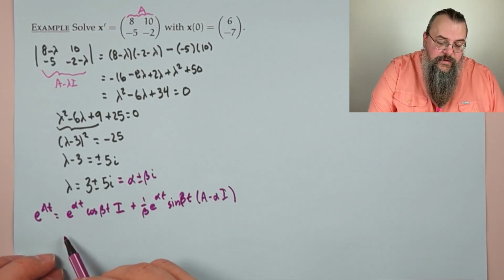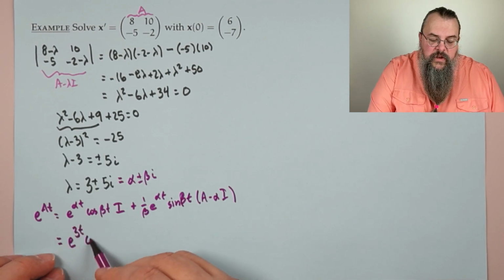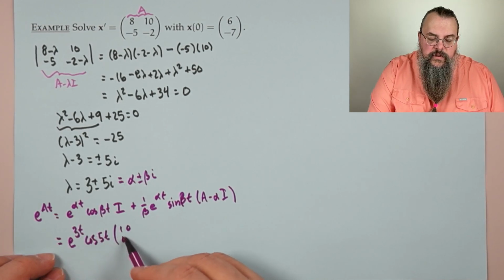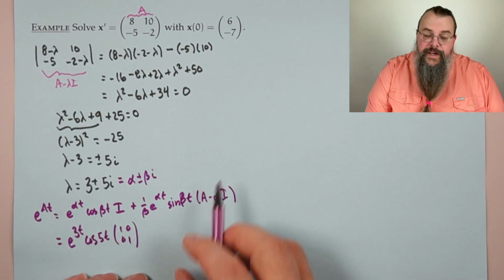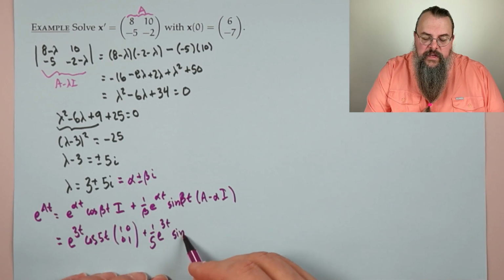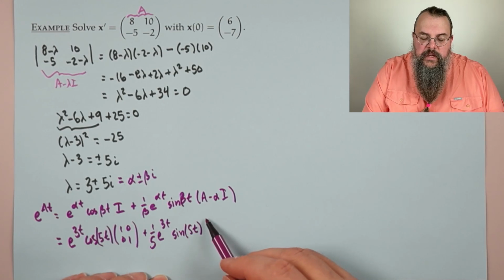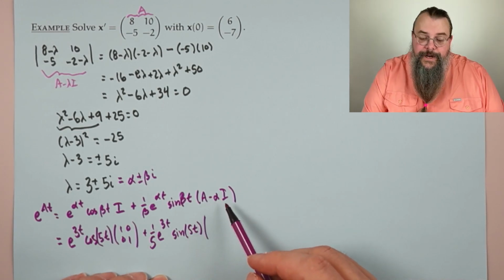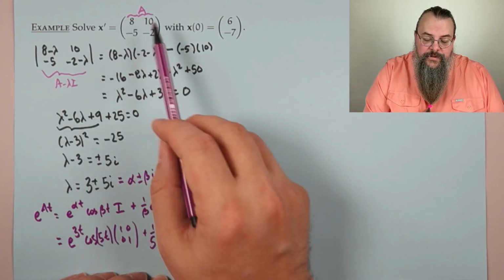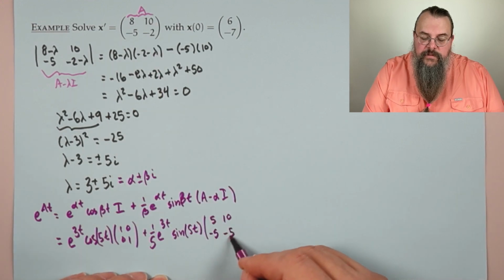So in our case, that would be e to the 3t cosine of 5t times the identity matrix, 1, 0, 0, 1. 1 over beta, well, that's 1/5, times e to the 3t sine of 5t. All right, I guess I should put in parentheses. And then A minus alpha I. Alpha is 3, so I'm going to come to my A and subtract 3 off the diagonal terms. 5, 10, minus 5, minus 5.